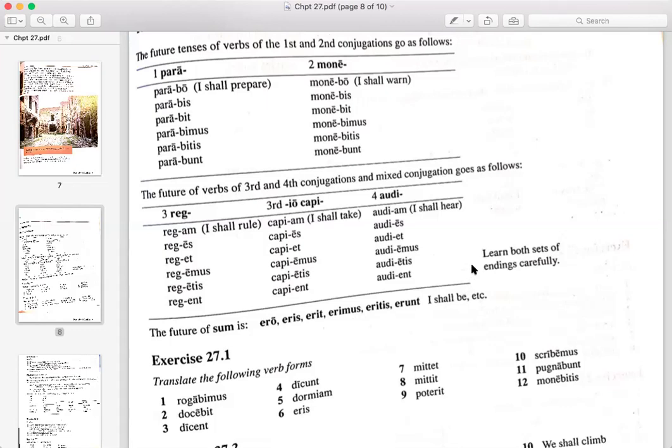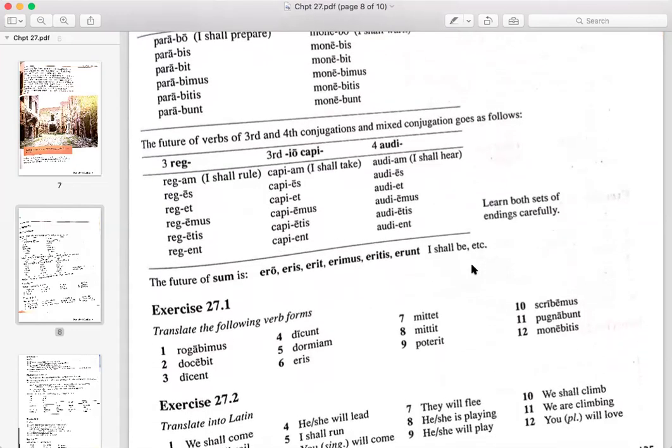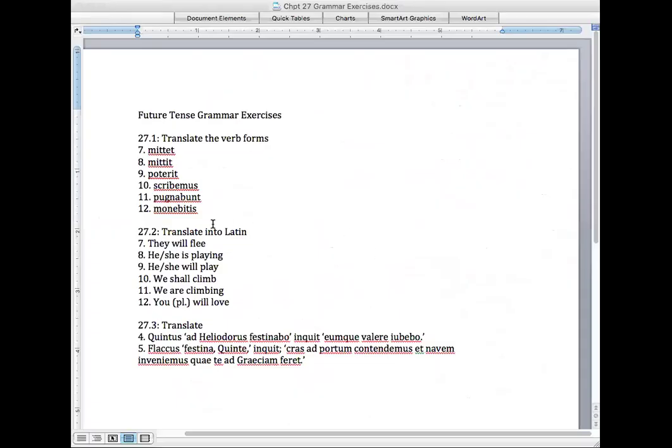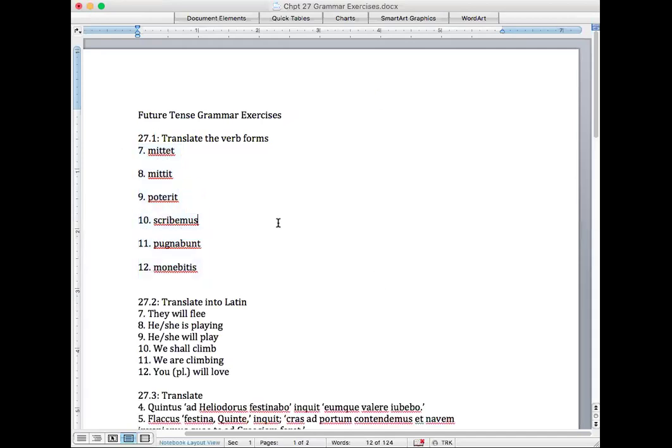Okay, I'm going to move on to 27.1. I typed these out in a Word document so I can kind of show you what's going on. So I'm going to switch over to that. Okay, I'm going to give myself a little bit of space here. So this is 27.1. I believe your assignment is to do 1 through 6, so we're going to do 7 through 12 right here. And you're going to translate these verb forms.